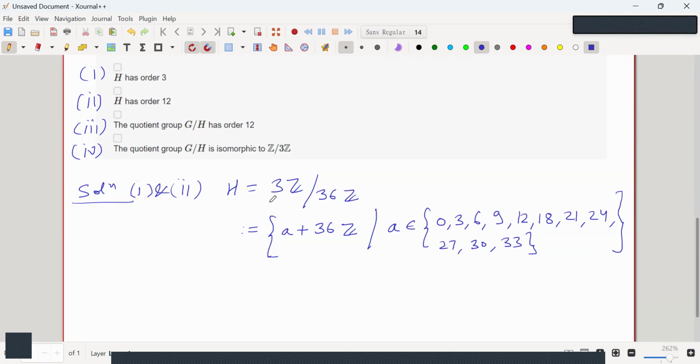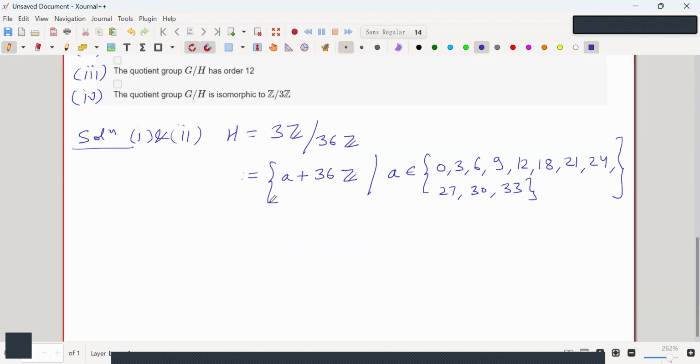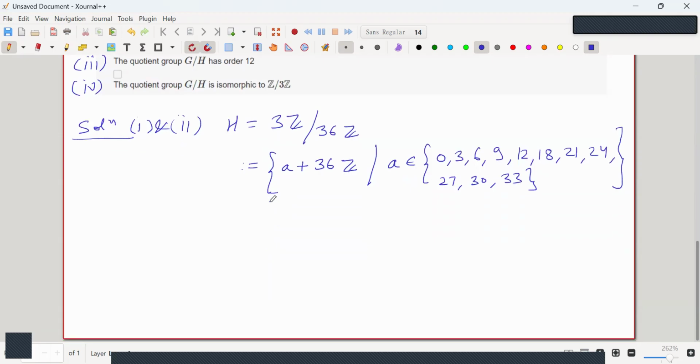You got it? If we were just focusing on Z modulo 36Z, then you would be considering this A from 0 to 35. But here, we're just taking the quotients in such a way that A is varying over 3Z. Clear? Yes, sir. Good.